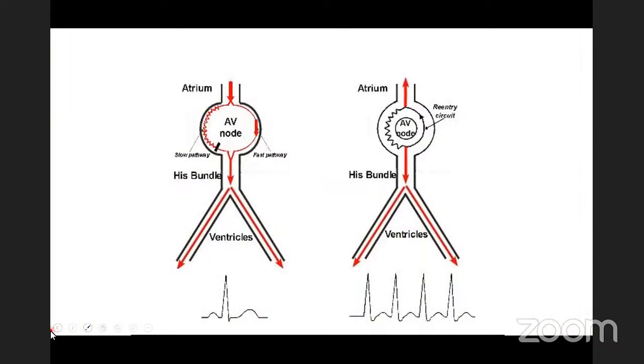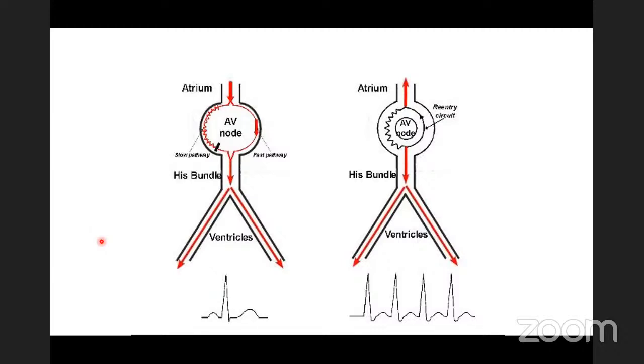So the other reason for having these SVTs is AVNRT, or AV nodal reentrant tachycardia. What happens in this arrhythmia? Usually our AV node can have two connections. One is the fast pathway and one is the slow pathway. And this arrhythmia can go around and around these fast and slow pathways and cause a fast heart rhythm and induce the SVT.